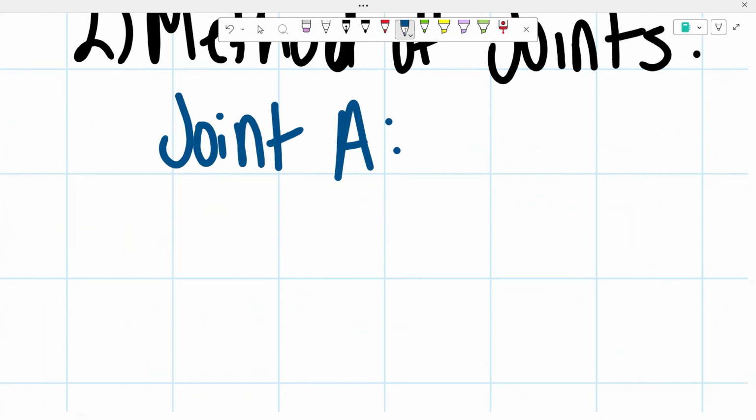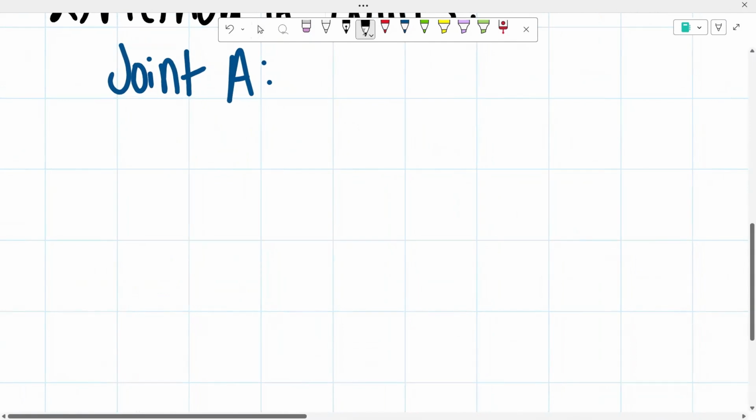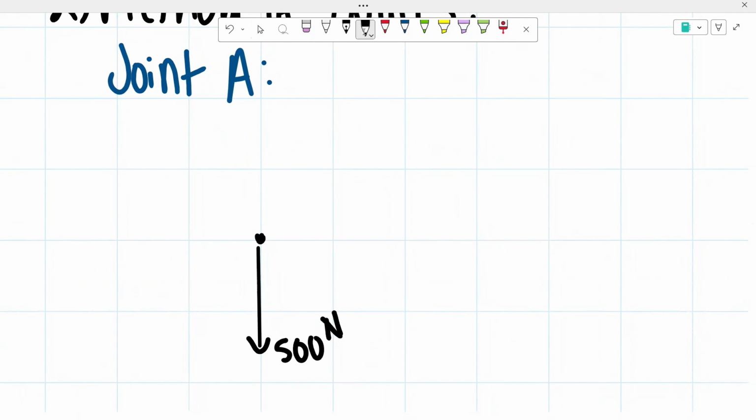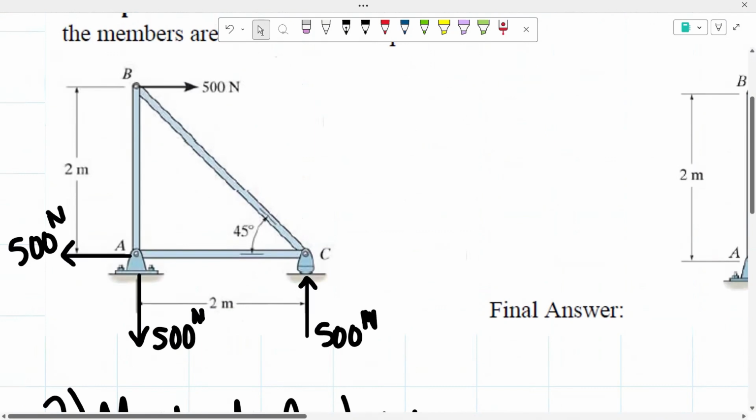So we're going to draw our joint A. This is our joint A. We have 500 newtons coming down, and then from there, we have the 500 newtons going to the left. And then from joint A, we have two members, two bars coming out of that joint A. As you can see, one that's going vertically and one that's going horizontal.